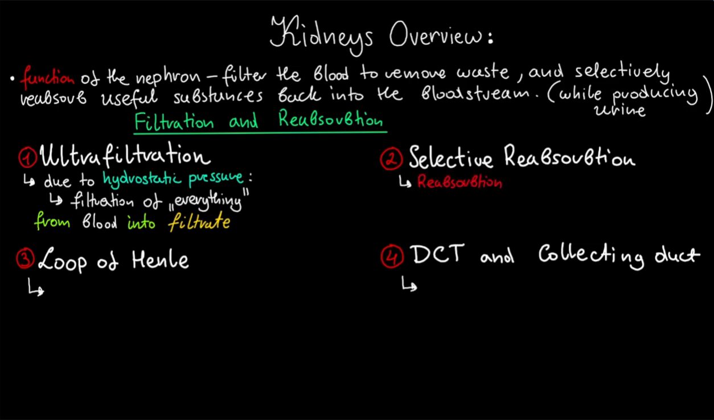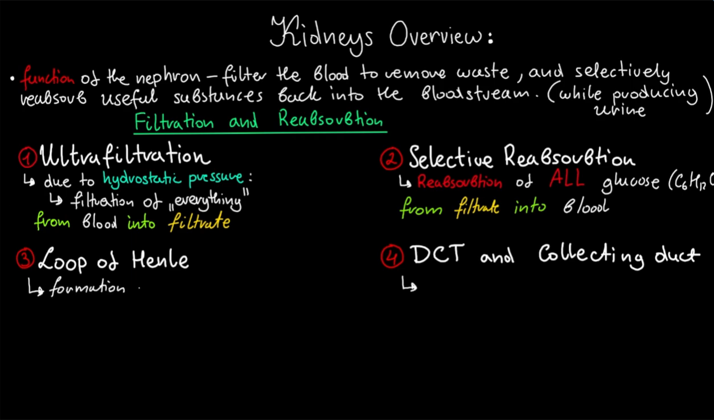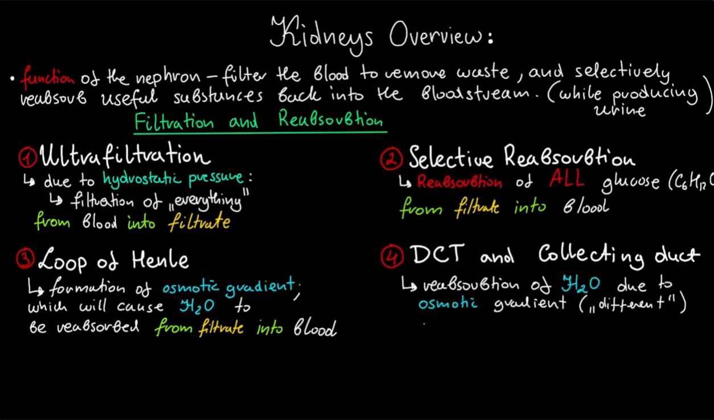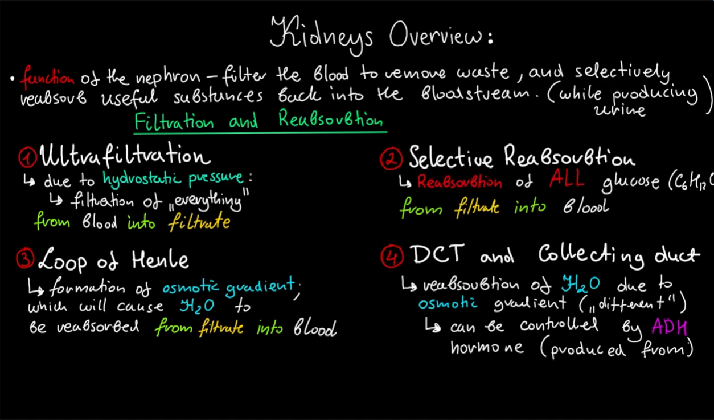Next, we will be looking at selective reabsorption. This is the process by which, in the endothelial cells of the proximal convoluted tubule, all of the glucose is reabsorbed back into the blood for the sake of conservation. The loop of Henle, DCT and collecting duct processes are based on the osmotic gradient. We will look at how water is reabsorbed back into the blood by diluting the solution surrounding the capillaries. So yeah, that's basically it, and we will go to the first step.